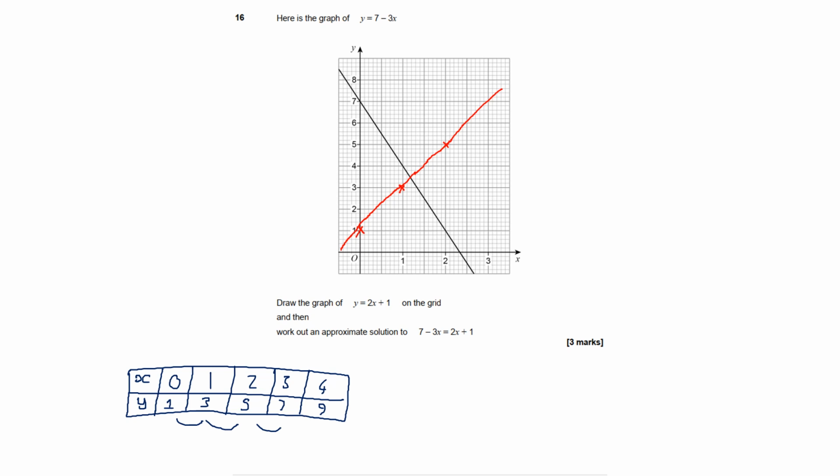So it's now saying work out an approximate solution to 7 minus 3x equals 2x plus 1. So if two graphs equal each other, so the graph that was already drawn, that is y equals 7 minus 3x, that's that bit, and y equals 2x plus 1 is this bit. So where these graphs cross here, that's telling us the answer to that. So let's have a look. The x value here. So we go here and let's follow it down. So we end up, and I'll just mark that. I'll switch back to my pen.